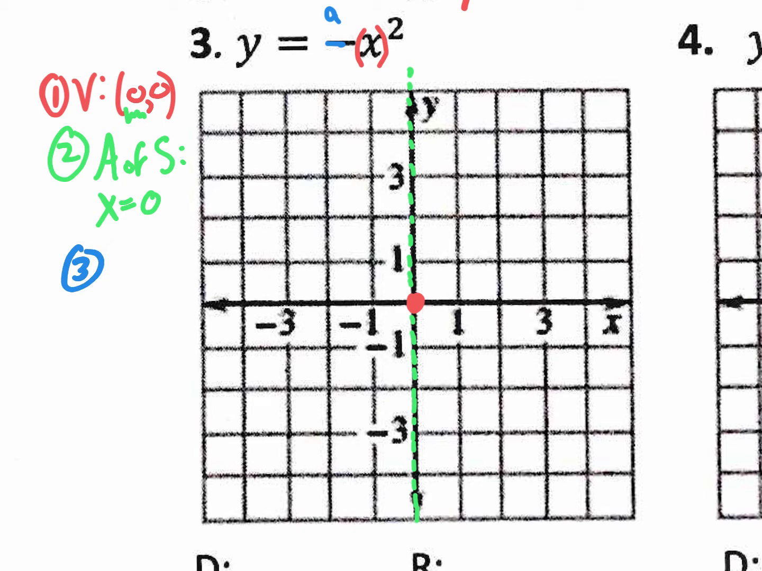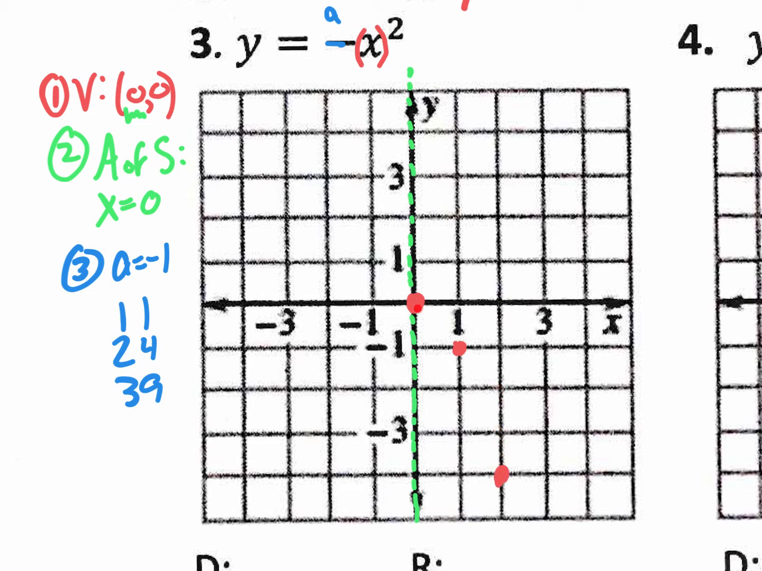The only difference is this a value is negative 1, which means that we could still use the pattern 1, 1, 2, 4, 3, 9, but we have to use it opening down instead of up. So when I say 1, 1, I'm not going 1 over 1 up, I'm going 1 over 1 down. So I put a dot right there. Go back to the vertex, 2 over 4 down, 1, 2, 3, 4, put a dot right there.